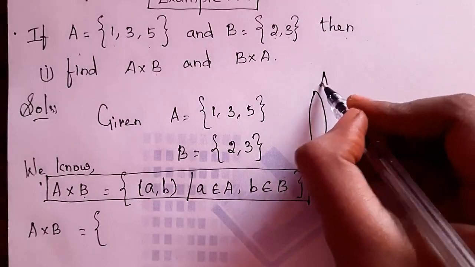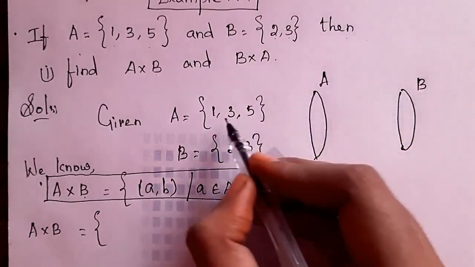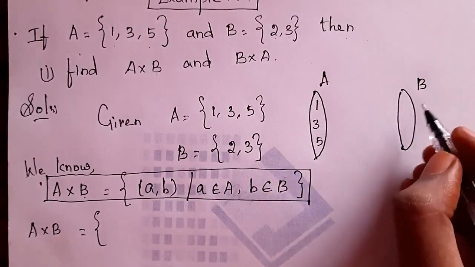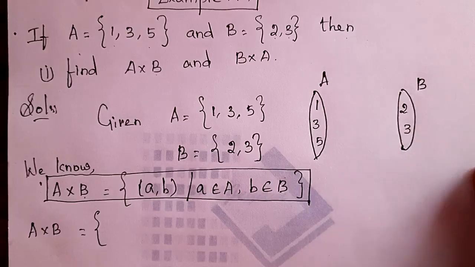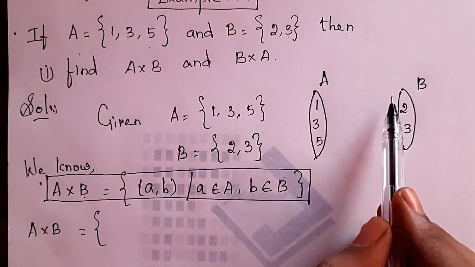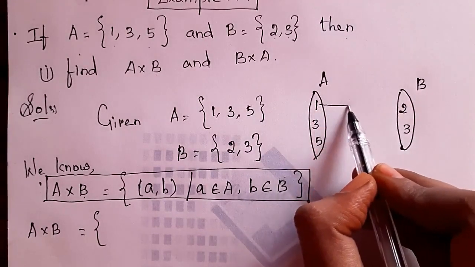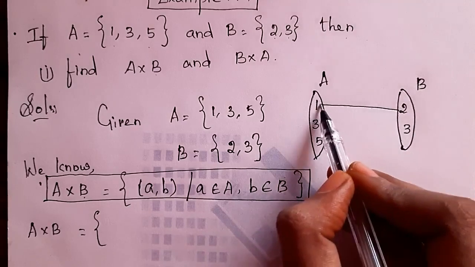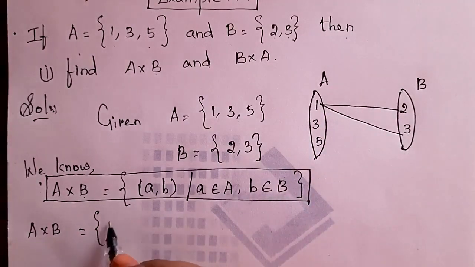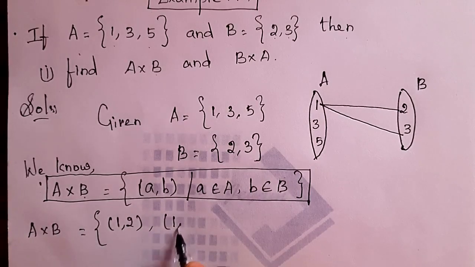If it is set A, the elements are 1, 3, 5. In B, the elements are 2 and 3. We are going to pair every element of A to B. For example, I can connect 1 with 2. I can connect 1 with 3. That pair we are going to write here: (1, 2) and (1, 3).